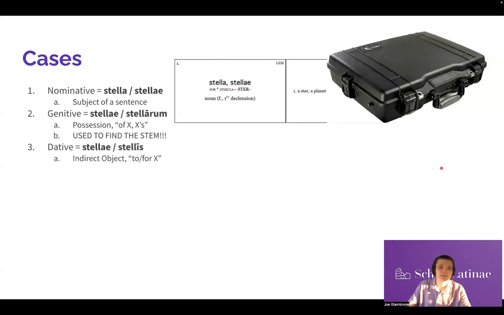Our dative is to or for, often with verbs of giving, showing, telling, and is the indirect object. You might notice already that stellae is repeated in three different forms.